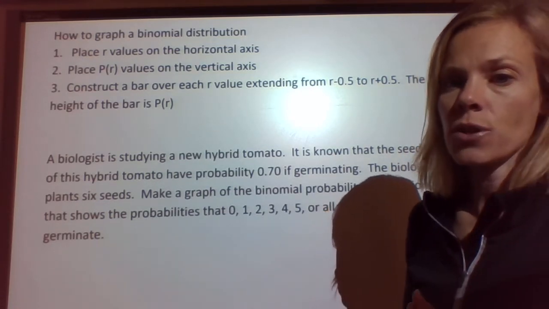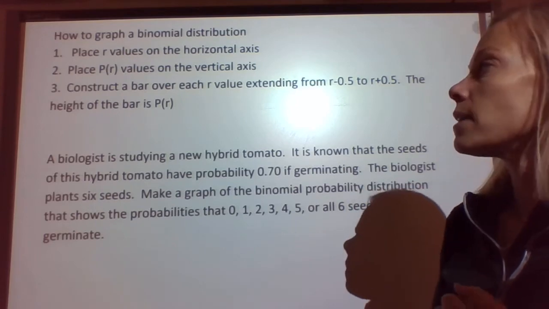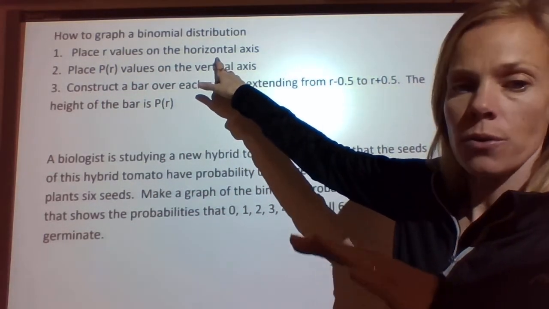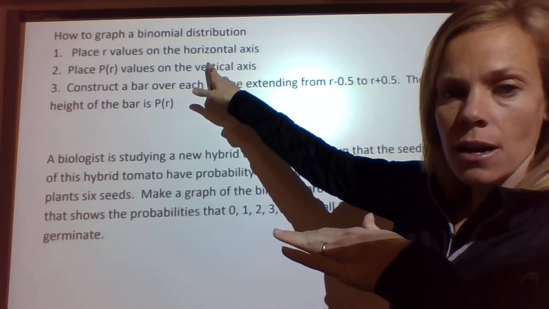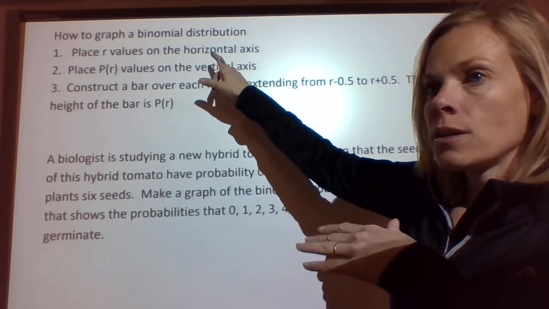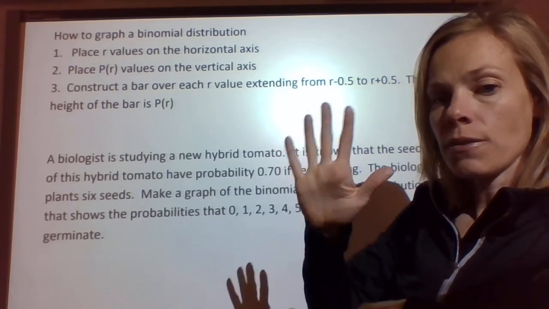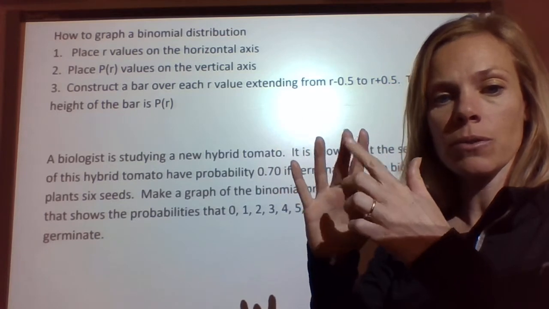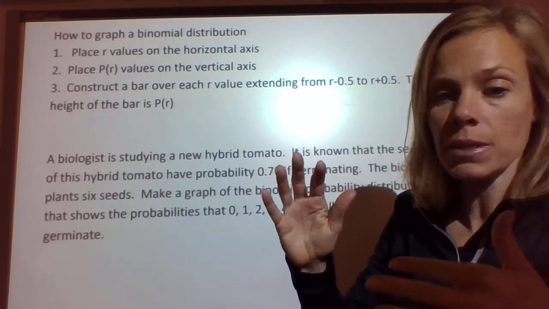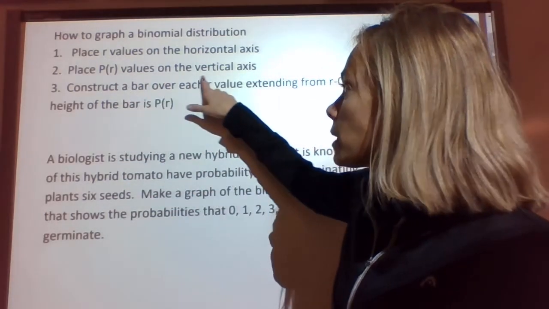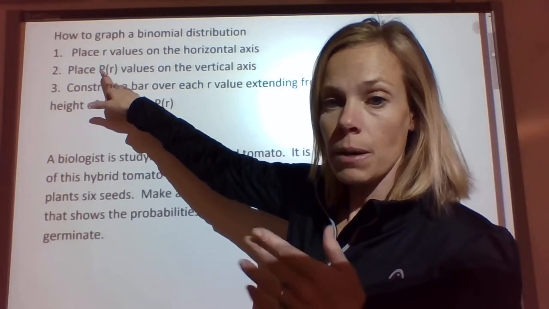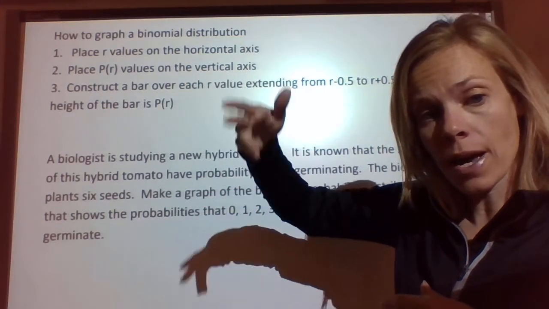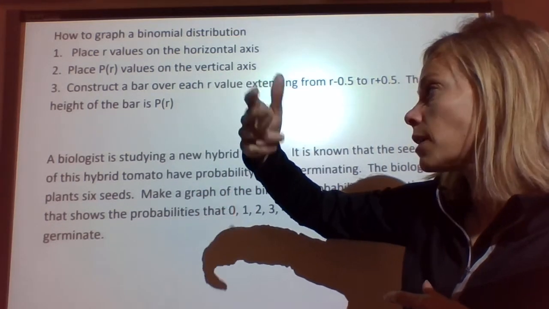So hopefully by now you know what P is, you know what R is, you know what N is. So where do we put those? We place the R values on the horizontal axis, the x-axis. So if I had 5 puppies, my x-axis would be 0 puppies, 1 puppy, 2 puppies, 3, 4, or 5 of the 5 puppies. My probability of 3 of the puppies, 4 of the puppies, would then be on my y-axis. My y-axis is the probability.